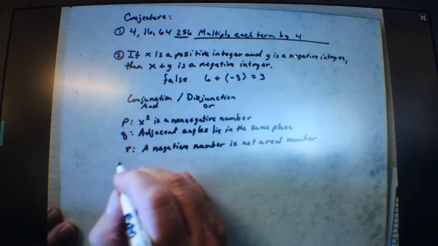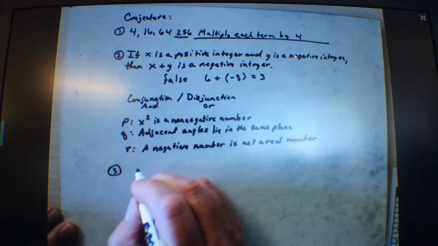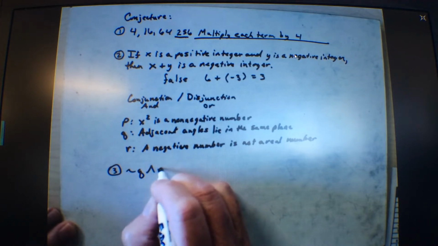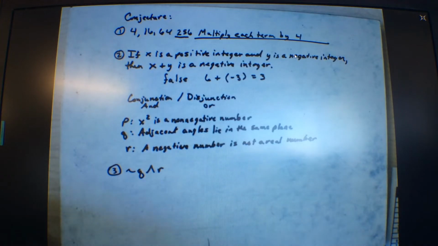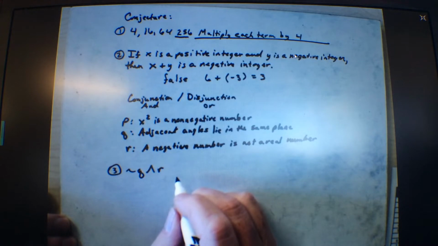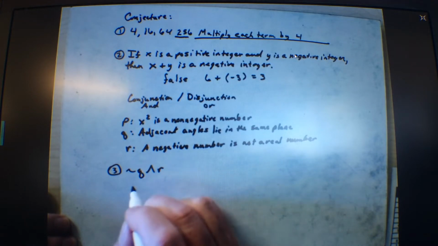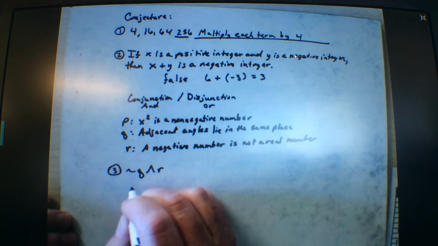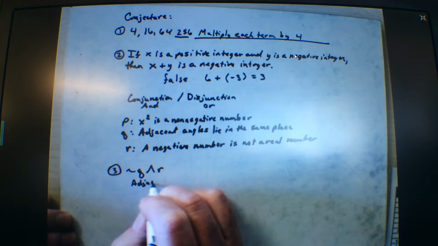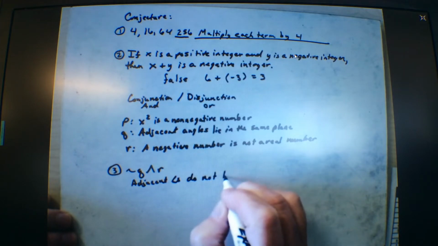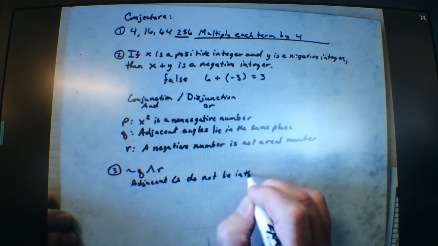Okay, so what I want you to do is, I'll just choose one, 3. What is that symbol? It's a not, right? Okay, so how do I write this? Not Q and, not adjacent angles lie in the same plane, and the negative number is not a real number. Okay, so you can't just say not adjacent angles. That's not very good English, right? So what do I say? Adjacent angles do not lie in the same plane.